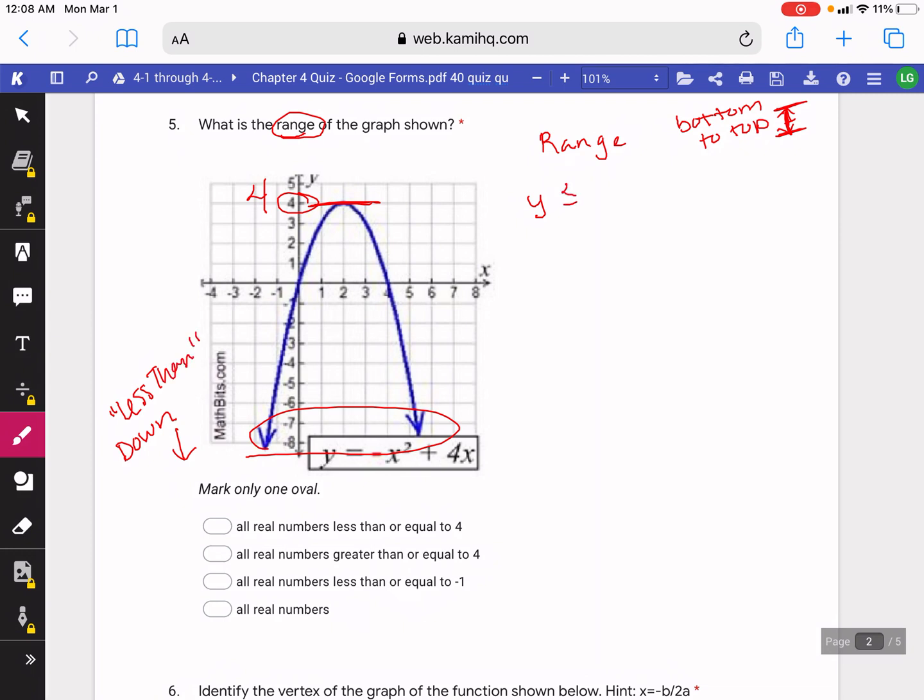So y would be less than or equal to 4 would be the range, because every point on this graph is going to have a y value of 4 or lower. So if you're looking at the answer choices, it would be the one that says all real numbers less than or equal to 4.